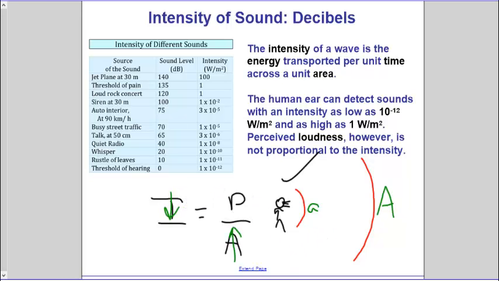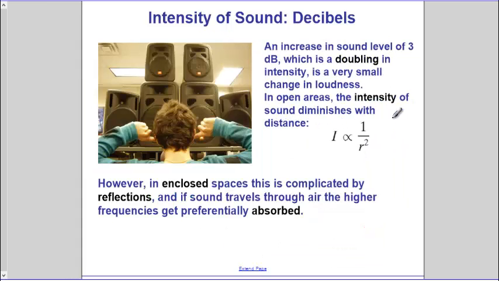And remember that the area of that bubble, if you will, that sound that's being produced, is 4 pi r squared. So as r goes up, that distance you are away from that source, the area of that bubble will go up and the intensity goes down. The intensity is inversely proportional to the square of the distance.